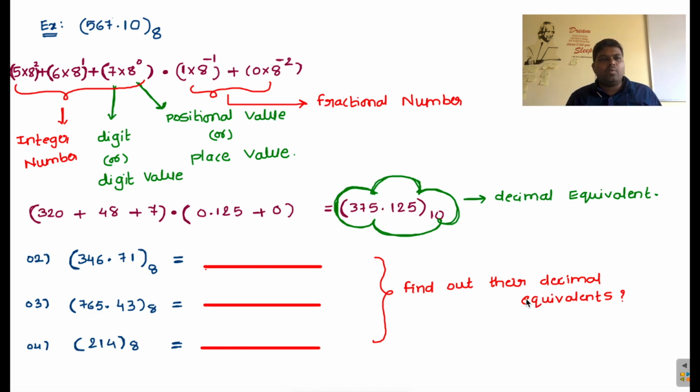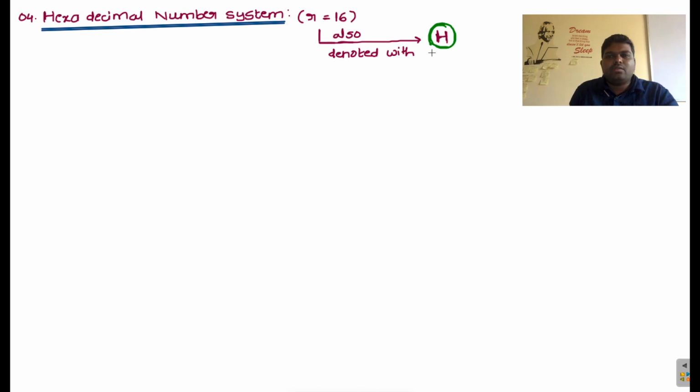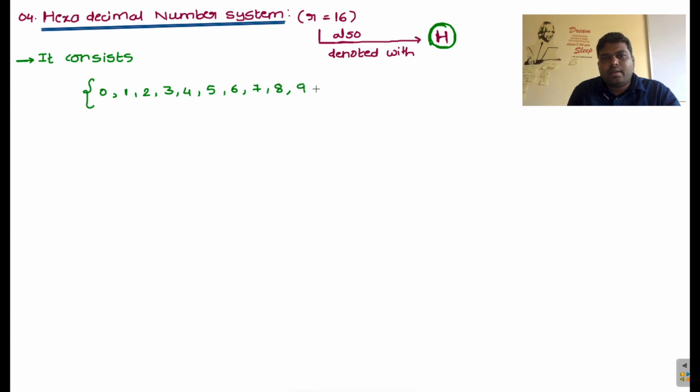Next I will move on to the fourth one, the hexadecimal number system. Here base r equals 16, which is also denoted with capital H. Base 16, otherwise base H; both are nothing but the hexadecimal number system. It consists of 0, 1, 2, 3, 4, 5, 6, 7, 8, 9, 10, which is also denoted by A.